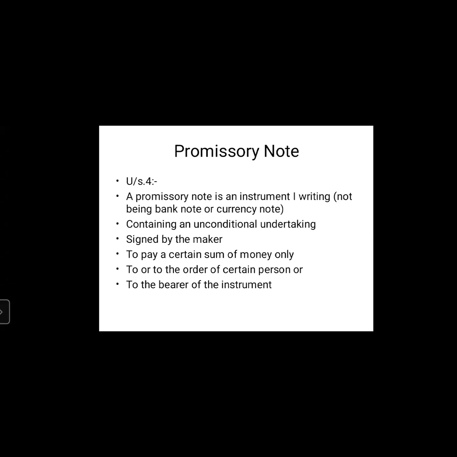Now, to the order of a certain person or to the bearer of the instrument. We have to understand that in a promissory note, two parties are involved. One is the promisor and the other one is the promisee. The promisor is the person who will be giving the written document, that is the promissory note, or who will be making that promissory note. And the person who will be receiving that promissory note will be called the promisee.